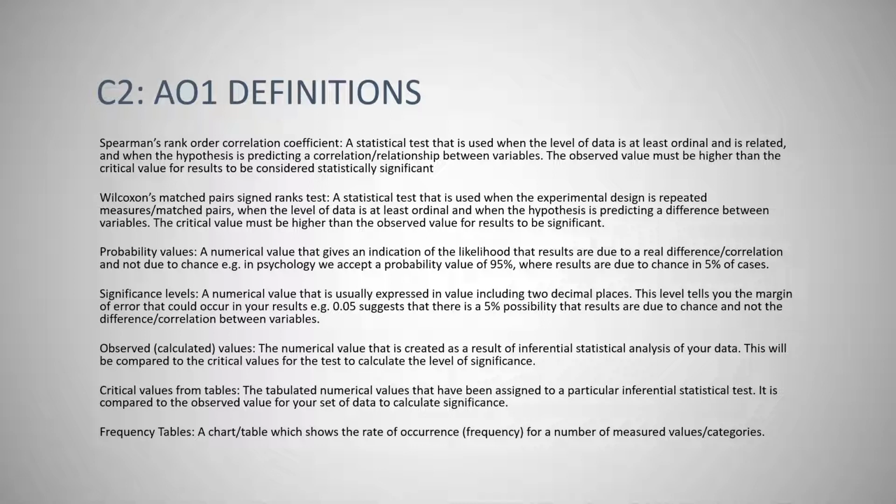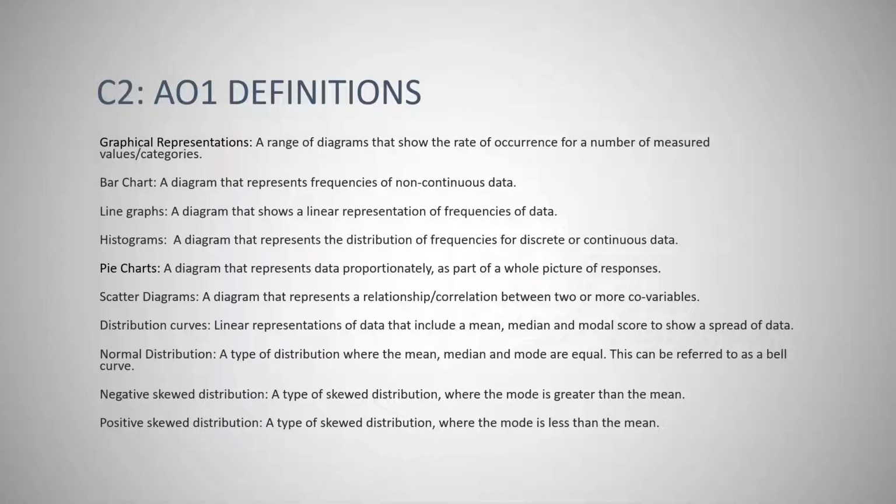Frequency tables. These are a chart or table that shows the rate of occurrence of frequency for a number of measured values or categories. Graphical representations are a range of diagrams that show the rate of occurrence for a number of measured values or categories.